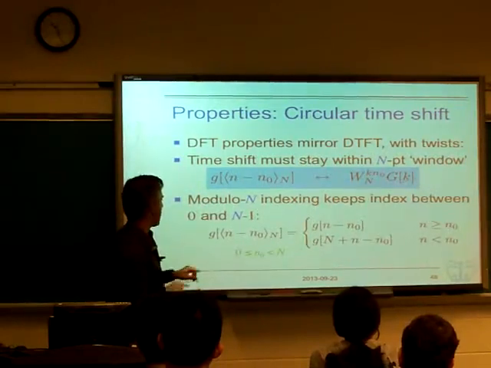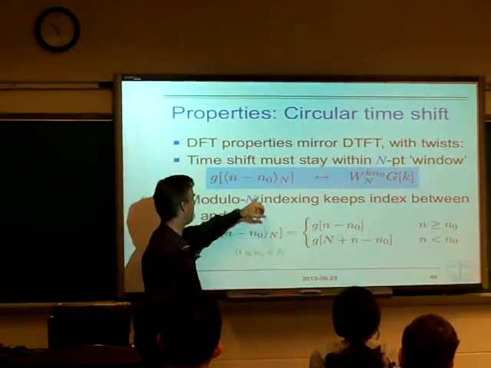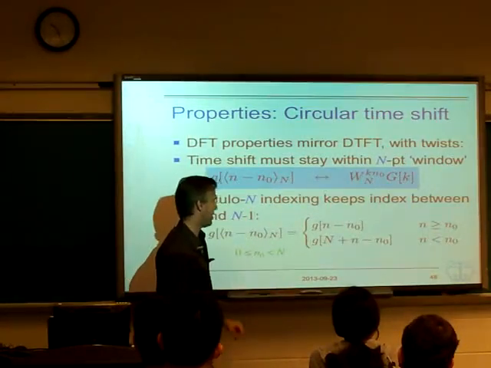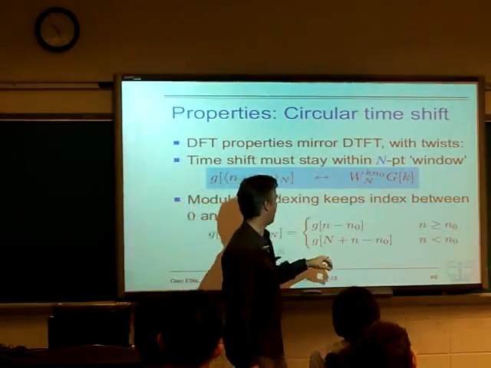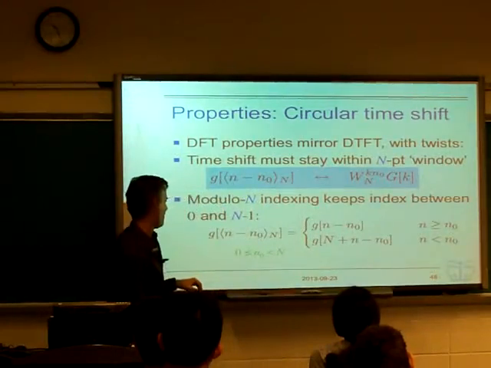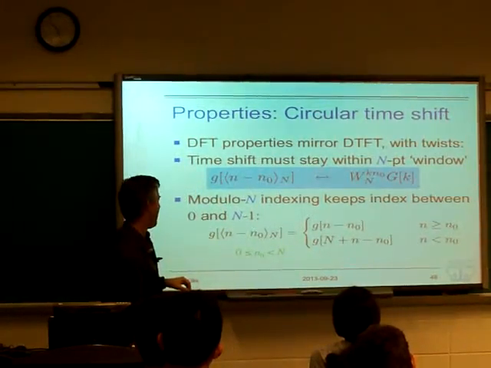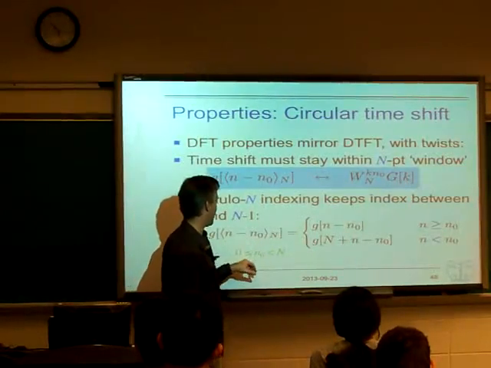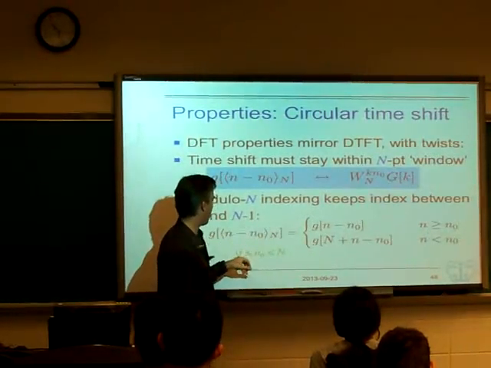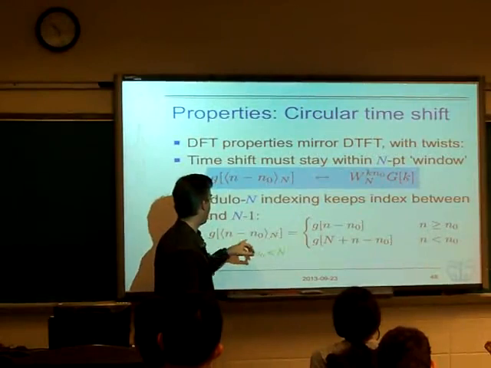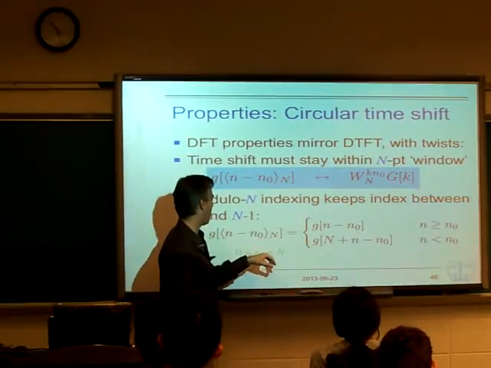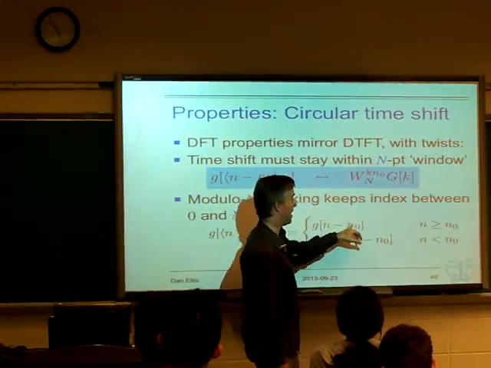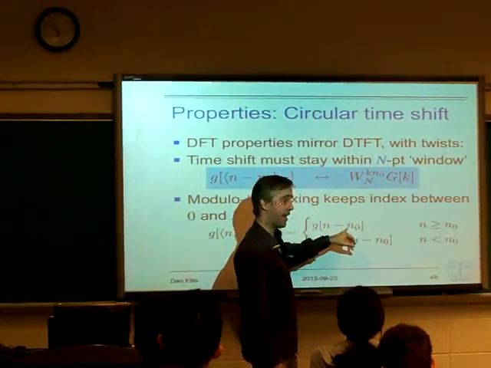So here I'm just explaining again what this angle bracket modulo notation means. It just means that if n has to be between 0 and big N, and n0 is also between 0 and big N, then as long as this thing remains non-negative, we just take it as is.